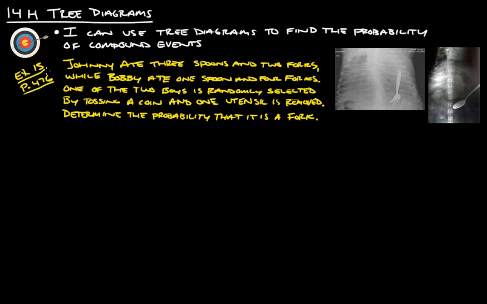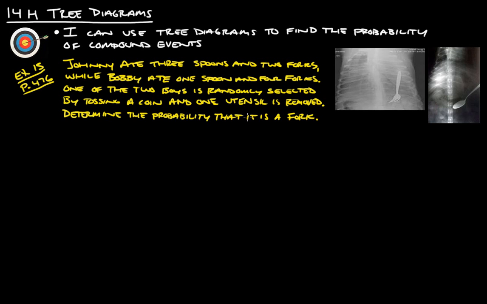All right, last one. Example 15, page 476. Johnny ate 3 spoons, 2 forks, while Bobby ate 1 spoon and 4 forks. One of the 2 boys is randomly selected by tossing a coin, and 1 utensil is removed. Determine the probability that it's a fork.